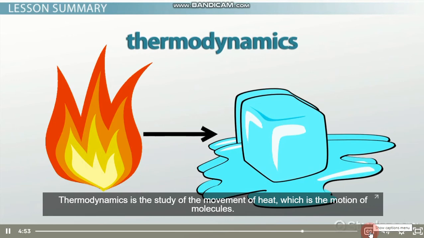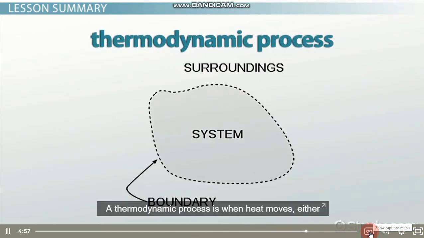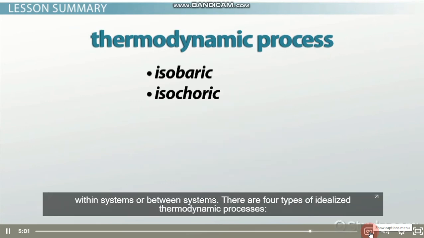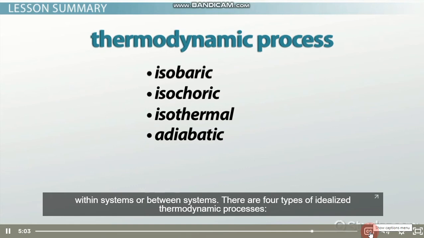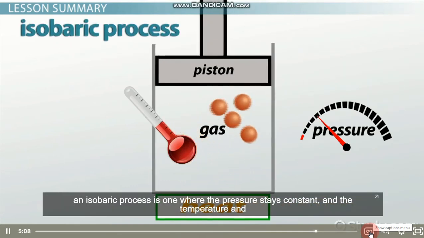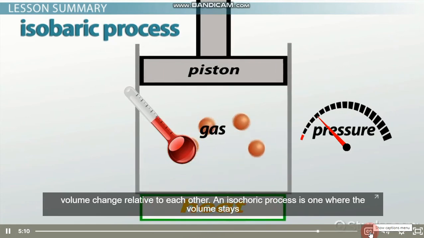Thermodynamics is the study of movement of heat, which is the motion of molecules. A thermodynamic process is when heat moves, either within systems or between systems. There are four types of idealized thermodynamic processes. An isobaric process is one where the pressure stays constant and the temperature and volume change relative to each other.